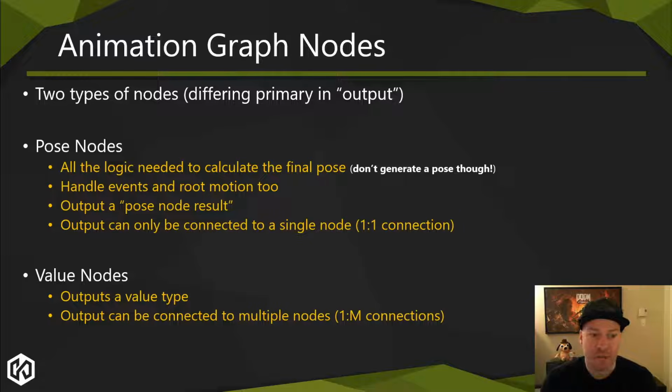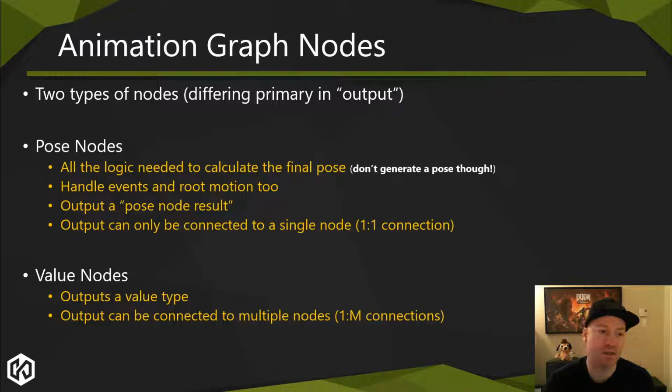So primarily I have two types of nodes. I'm calling the one a pose node. I used to call them animation nodes before. The naming is a little bit tricky. Basically what they are is the things that manage time.